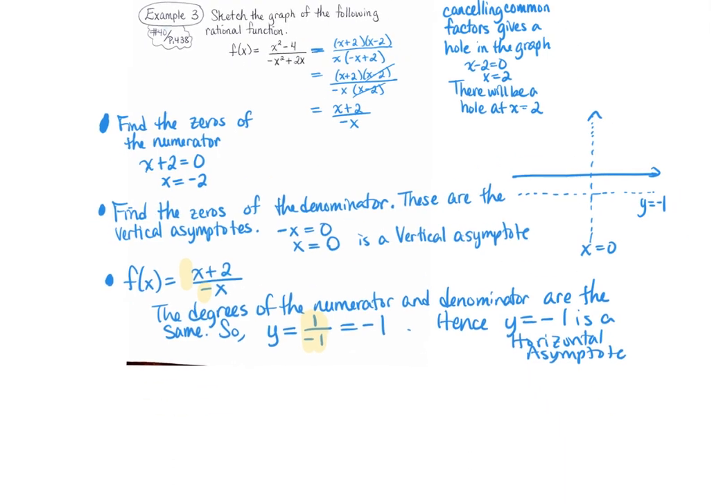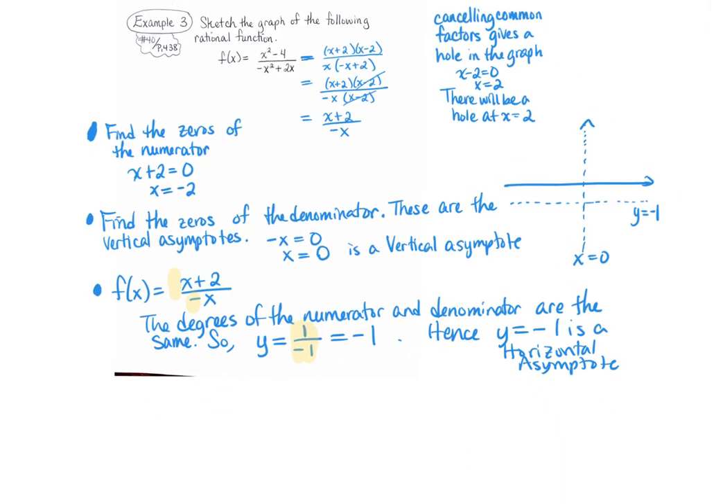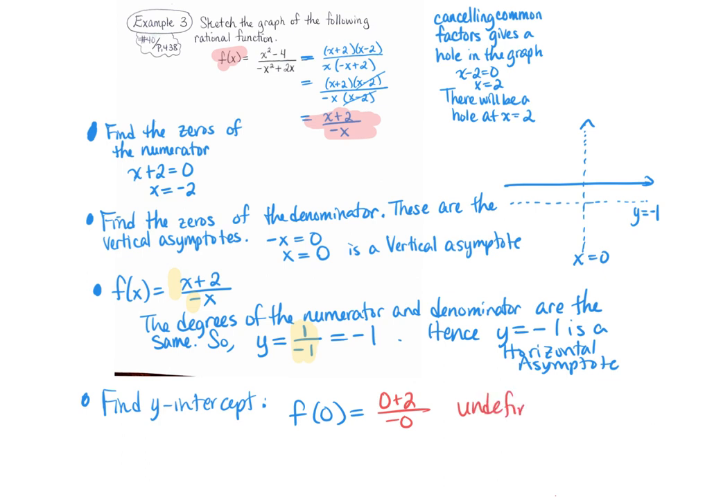And then you find your y-intercept if there is one. For the y-intercept, we set what equal to 0? X. Good. So we're finding f of 0. That's f of x. So f of 0 is equal to 0 plus 2 over negative 0, which we cannot do, right? It is undefined because we cannot divide by 0. So we don't have a y-intercept.